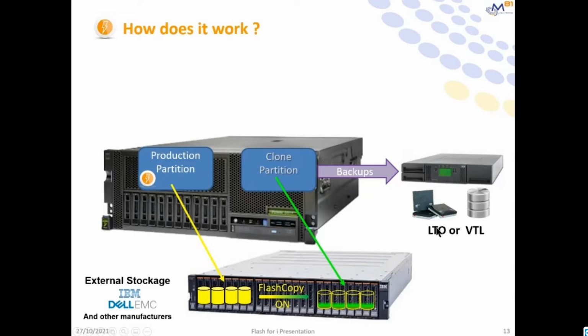So it could be an LTO drive, an LTO library, or VTL, or any kind. You can make a backup with BRMS or without BRMS. If you don't have it, you call your own program, that's all. Or we can plan to do a Save 21, a Save System Save 21. And all these are on the clone partition, so it has no effect on the production partition. Your users are working normally, and they place orders, move the stock, move the warehouse, etc.